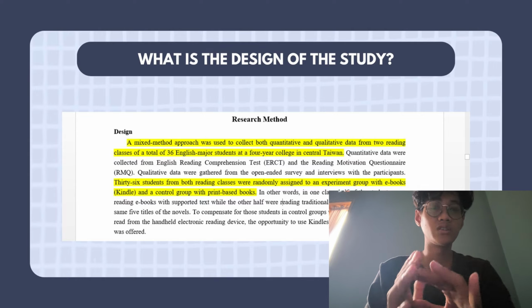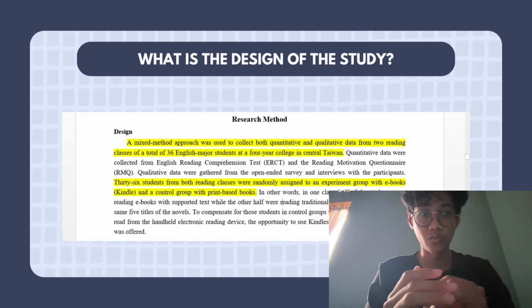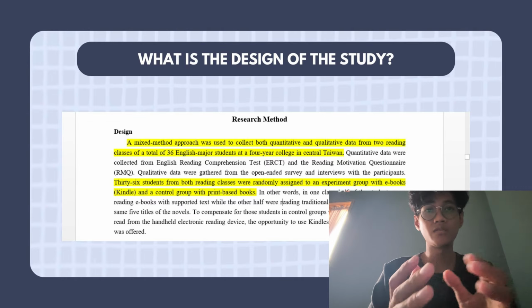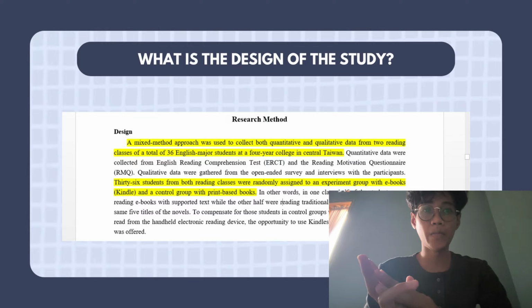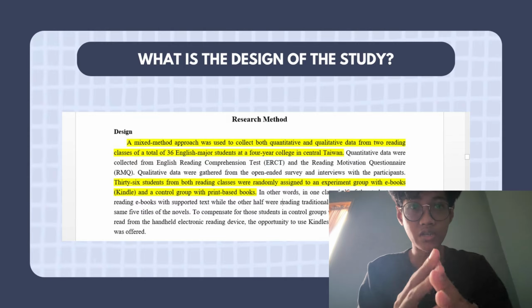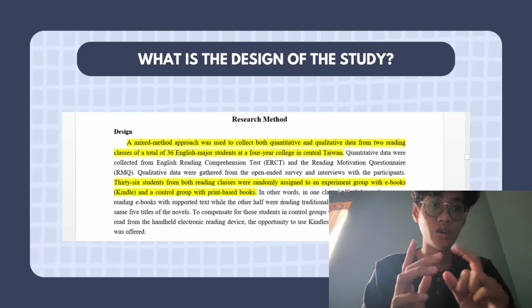The participants were 26 English major freshmen from a university in central Taiwan. They were randomly divided into two groups. The first is the experimental group using Kindle, and the next one is the control group using printed books. Both groups read the same novels during one semester.